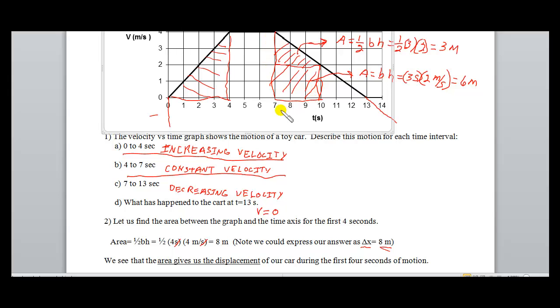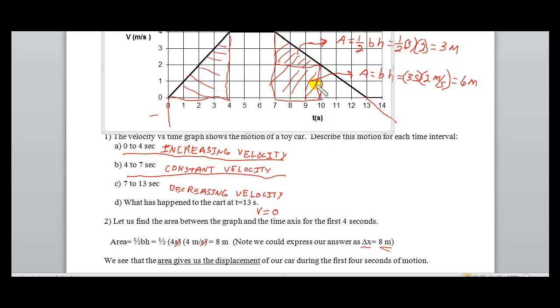What about the displacement between 7 and 10 seconds? Well, we broke it up into a triangle. The area for a right triangle is 1/2 the base times the height. The base is, as you can see, 1, 2, 3 seconds. The height is 2 meters per second. Seconds cancel, and I get 3 times 2 is 6, 1/2 of 6 is 3 meters.